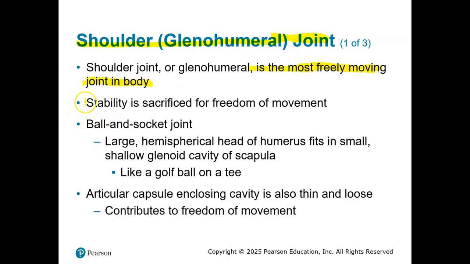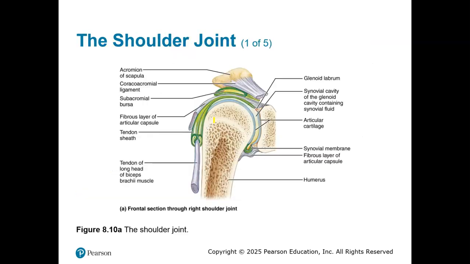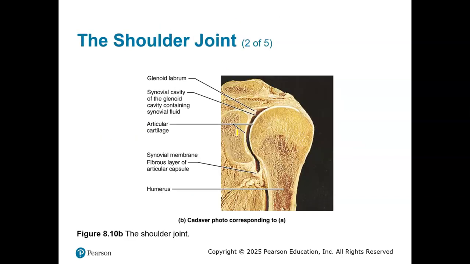In the shoulder joint, stability is sacrificed for movement. You have more freedom of movement, but the shoulder joint is not as stable, and it can get dislocated, especially during sports. The only thing I would say is just to know that the head of the humerus fits into a cavity in the scapula called the glenoid cavity. That's the main thing that I would expect you to know.